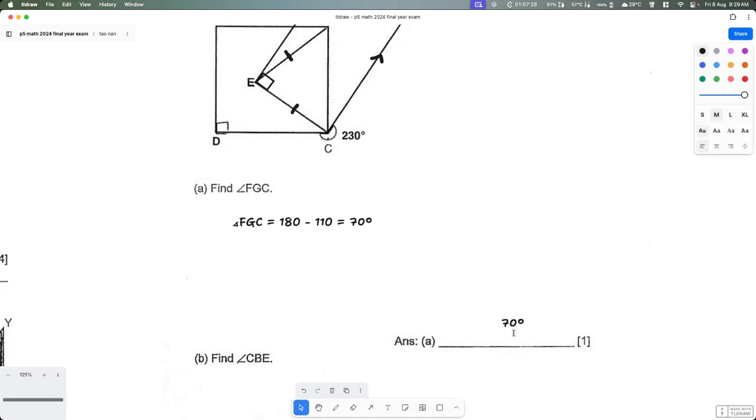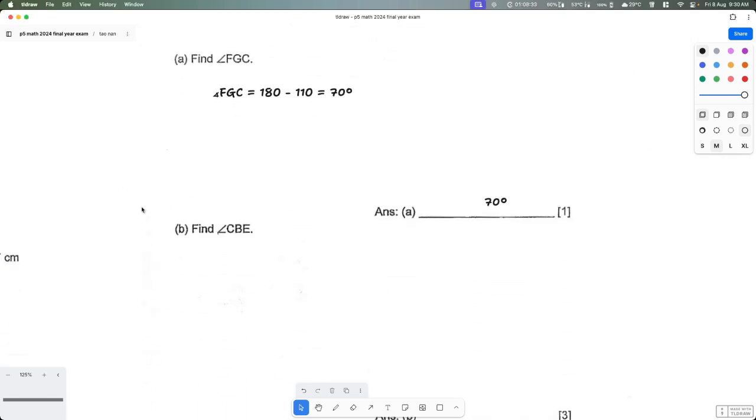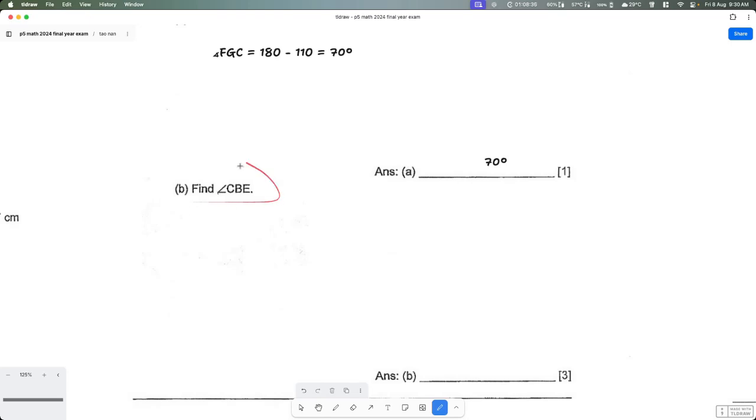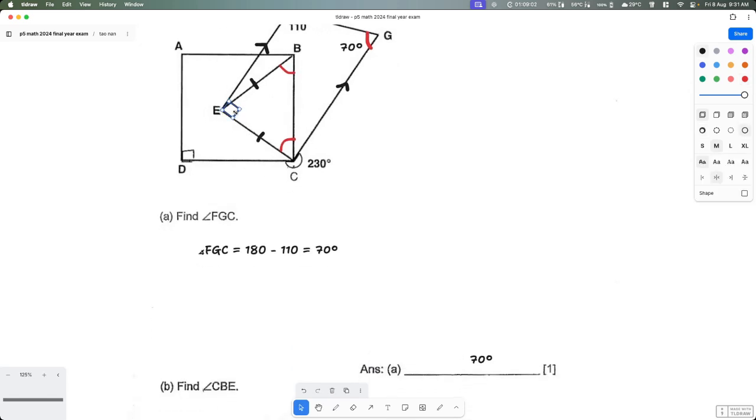All right, let's move on to the next part. Find part B, find CBE. I'm going to highlight it again in red. CBE is this part over here. I want it in red like this. So we know that CBE is also equal to this, so CBE is equal to BCE. We also know that this angle over here is 90 degrees.